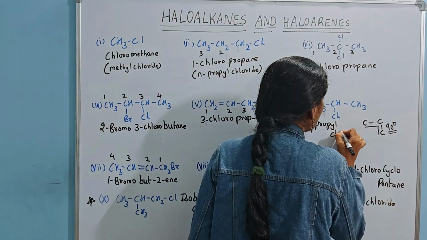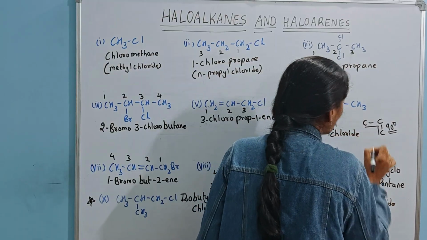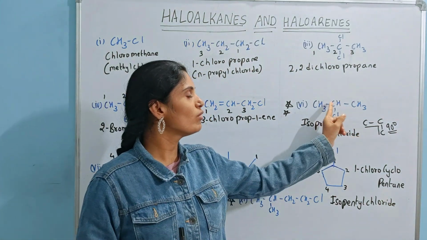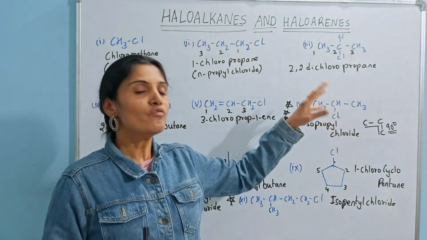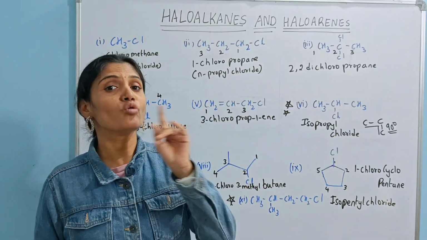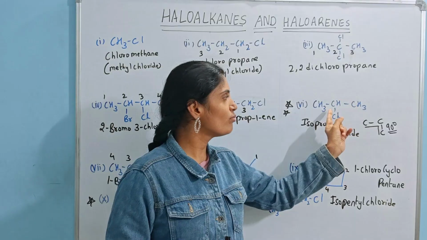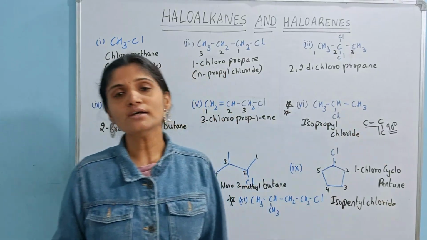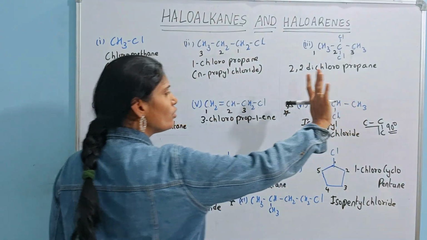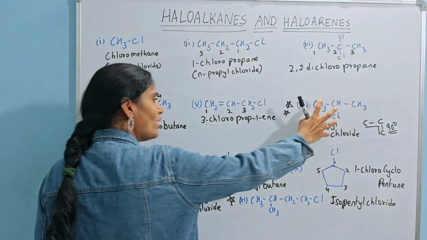Isopropyl chloride. So kindly remember this name, isopropyl chloride. Here we name it as isopropyl chloride, though we don't have a carbon bond here, we still call it isopropyl chloride. This is only applicable when you have this 3 carbon thing and chlorine being there at the second carbon. So please remember this. Whenever you get this, don't write some other name. It is isopropyl chloride only.